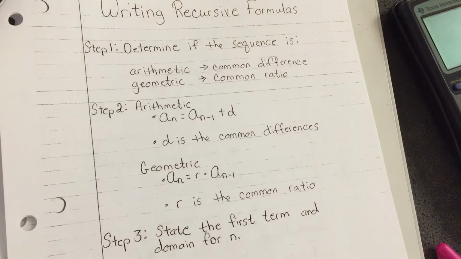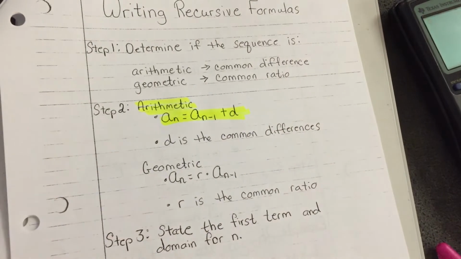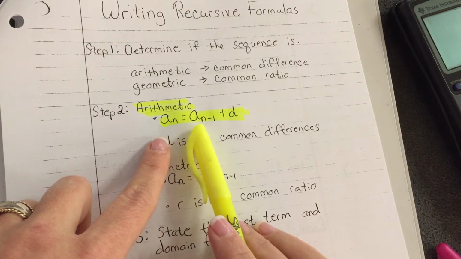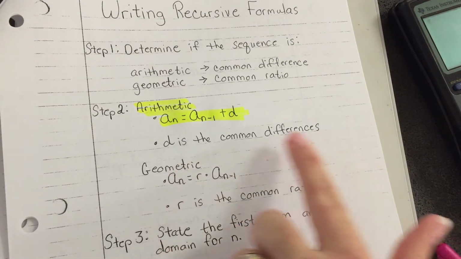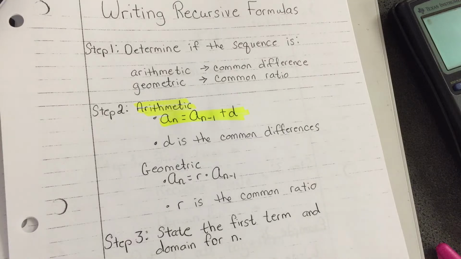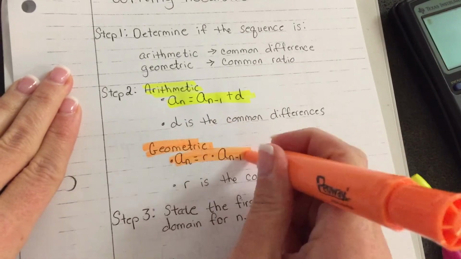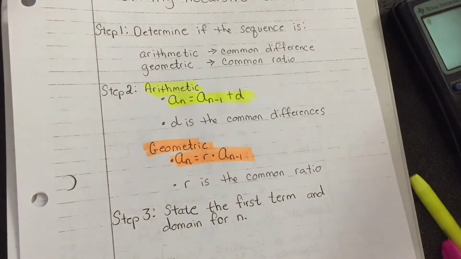Once you've determined it's arithmetic, we're going to use the nth term arithmetic sequence formula that we came up with, which is a sub n equals a sub n minus 1 plus d. At this point you just plug in the common difference you've already found, because d is the common difference, and that's the only thing you substitute, and your equation is done. If you cannot find the common difference and you find the common ratio, then we write a geometric sequence where we apply the r, the common ratio, up front.